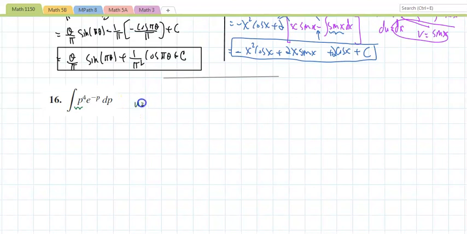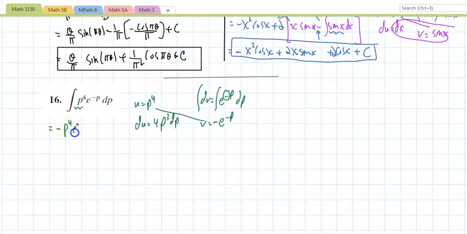So if I start with u equal p to the 4th, du is 4p cubed dp. And if I let dv equal e to the negative p dp, and I integrate, v will be e to the negative p. When you divide by a negative 1, that's the same as multiplying by a negative 1. And this is going to equal u times v minus the integral of v du. That would be a positive 4p cubed e to the negative p dp.